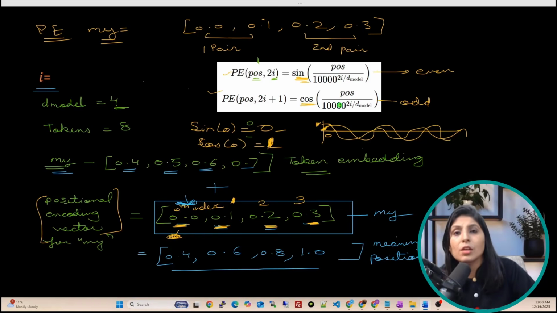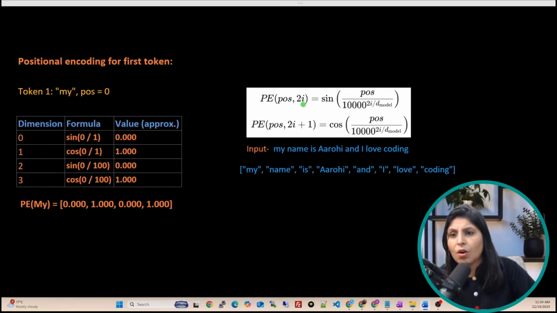You will solve it. So let's solve it for the first 2 or 3 tokens using this formula so that you'll get an idea how we are getting the positional encoding vectors. I have already written this part so that it will be easy to understand in a clear way. So we are talking about the first token, which is "my", and the position of "my" is 0, and dimension 0, 1, 2, 3. What does this mean? 0, 1, 2, 3.